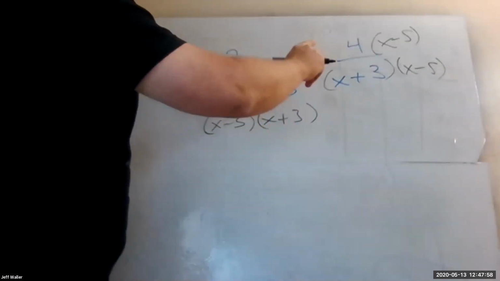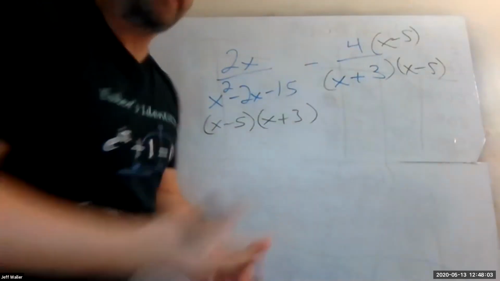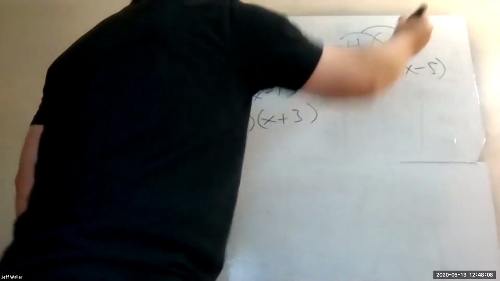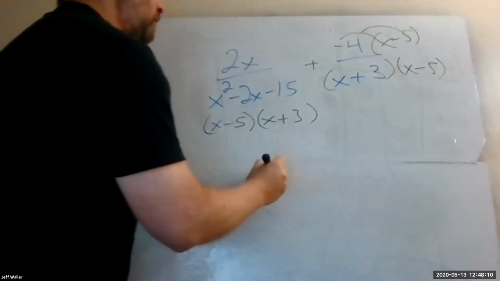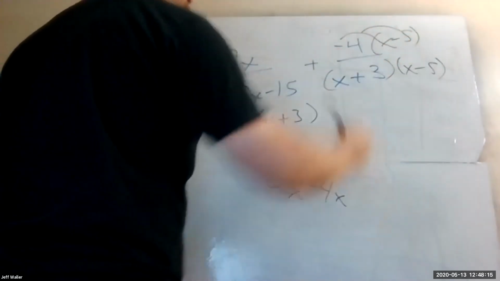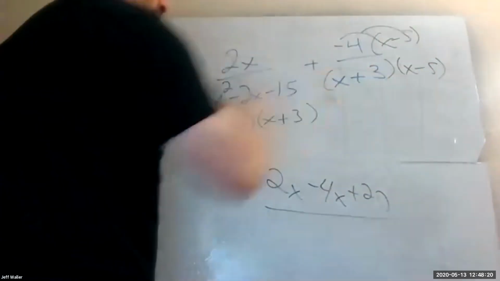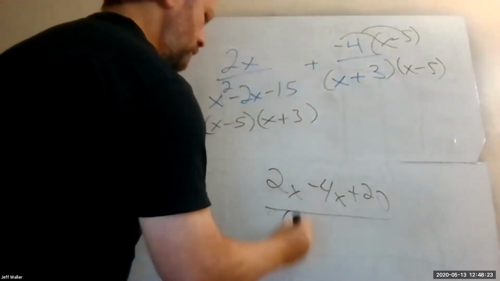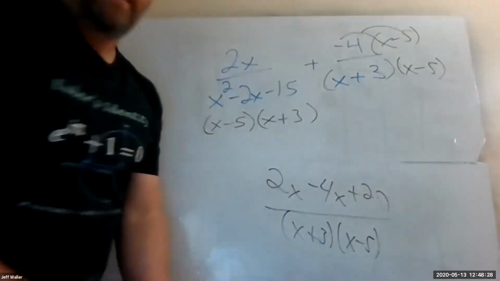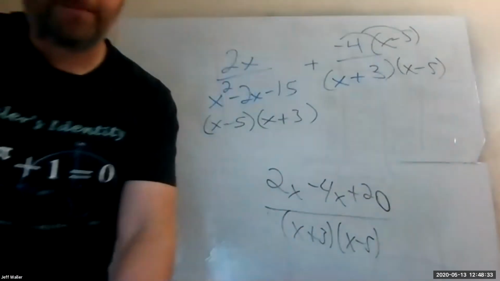So again, you got the negative here. You don't have to do this if you can figure out a way to remember this, but you might want to do this. Bring the negative up here so you don't forget to bring it through. So I'll get 2x minus 4x plus 20 all over this, right? X plus 3, x minus 5. Let me stop for a minute. Oh, let me make that look more like a 20. There we go.